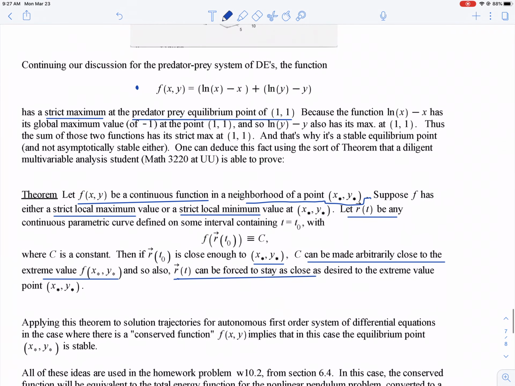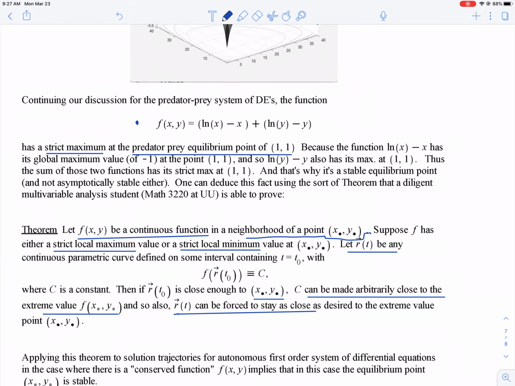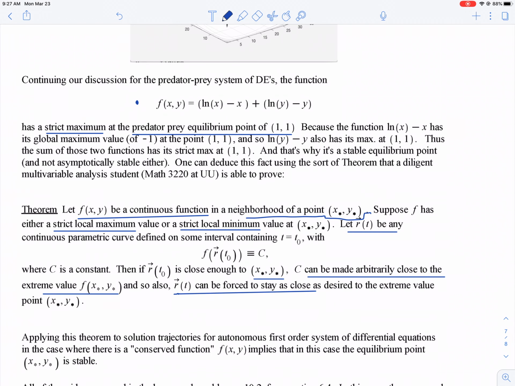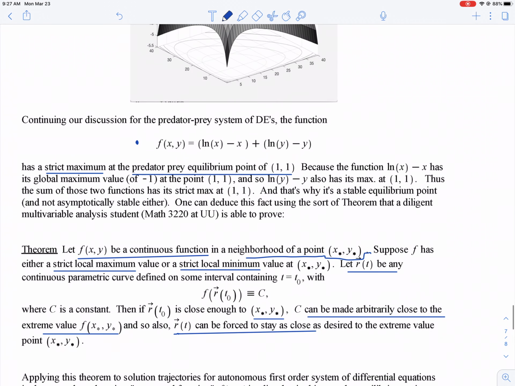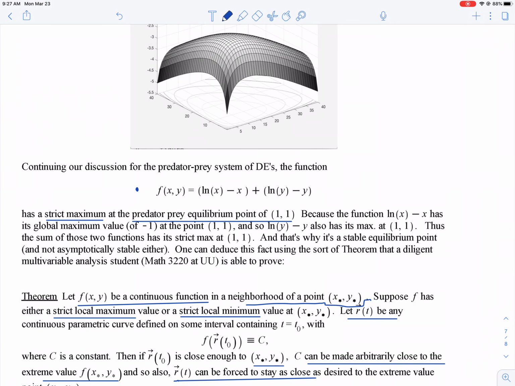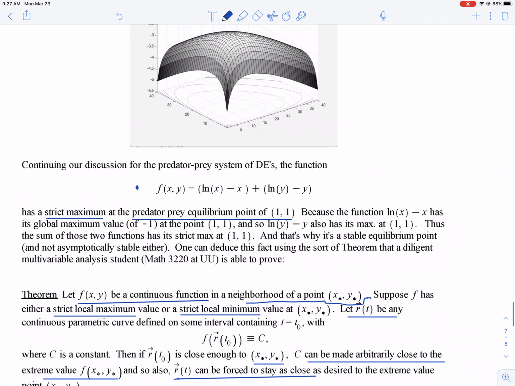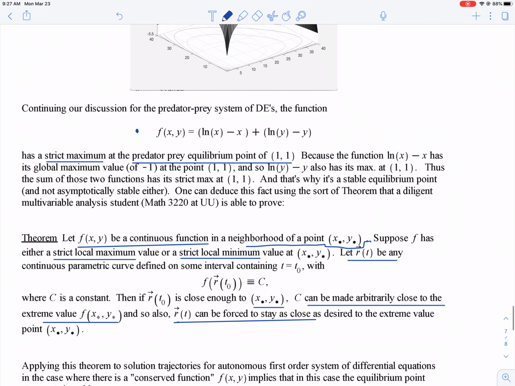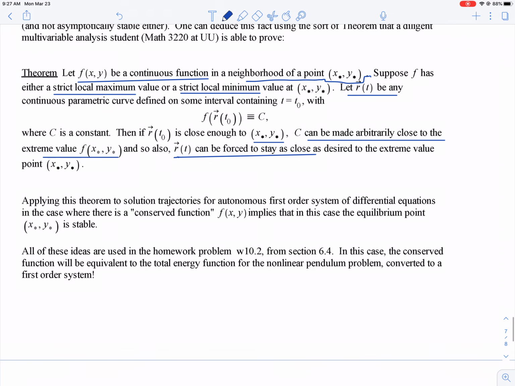Okay, so that uses some concepts like connectivity that you learn in Math 3220. But it's believable. The reason R of t can't run away is because it's stuck on that contour, and you were close enough to a strict local maximum so that there's some neighborhood where the only values of f that are super close to the extreme value have to lie inside that neighborhood. Okay.